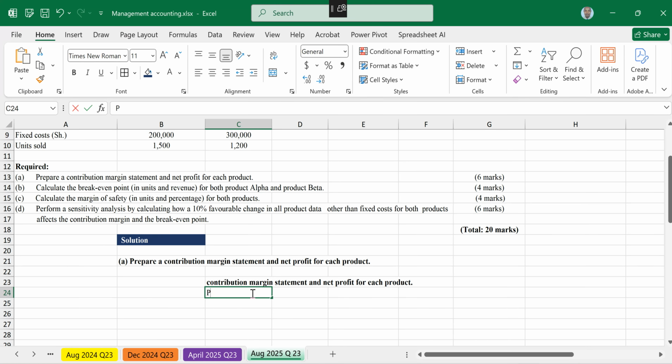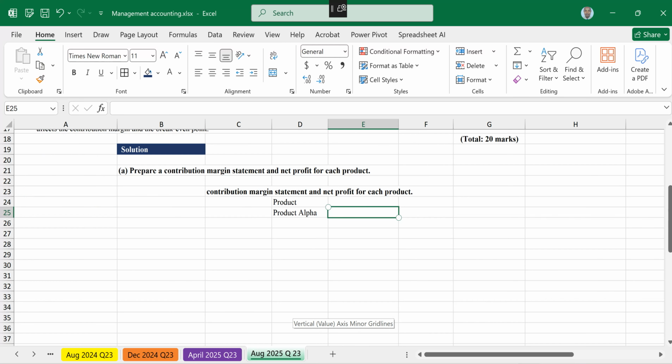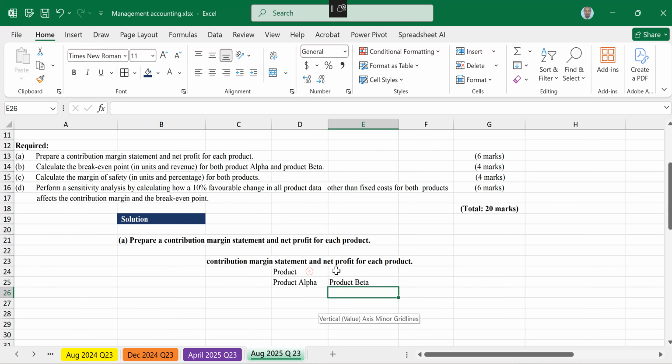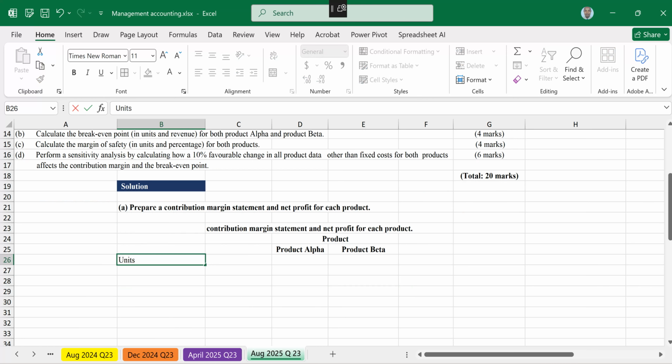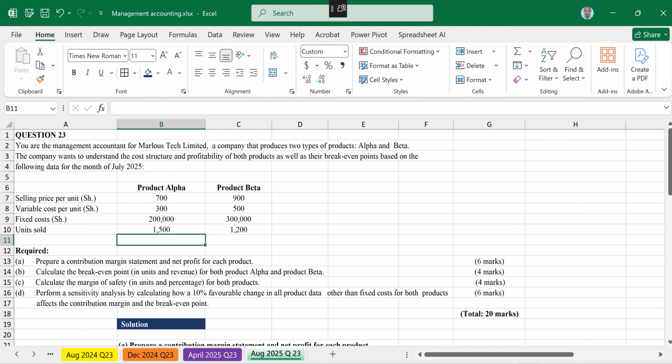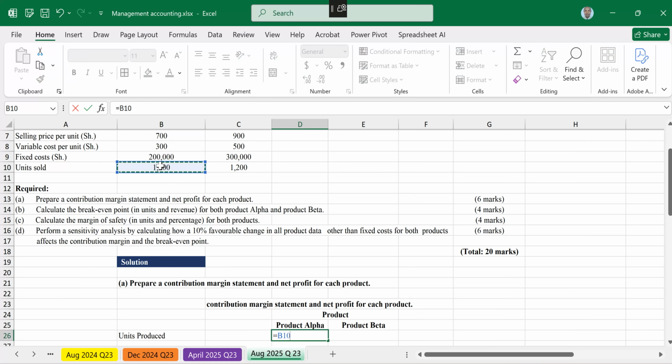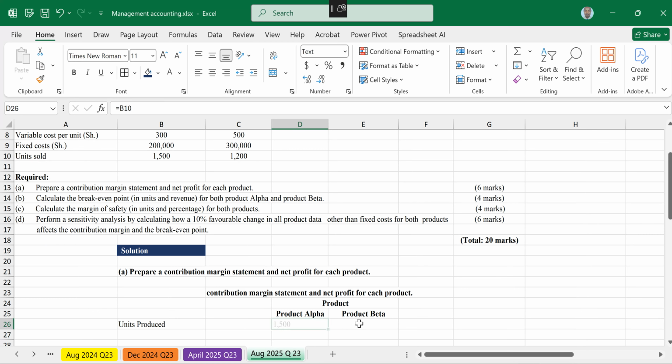And we have product. The first one is product alpha. The second one is product beta. Then let us start with the units produced. Product alpha, 1,500. Product beta, you just scroll across for you to get the one for product beta.